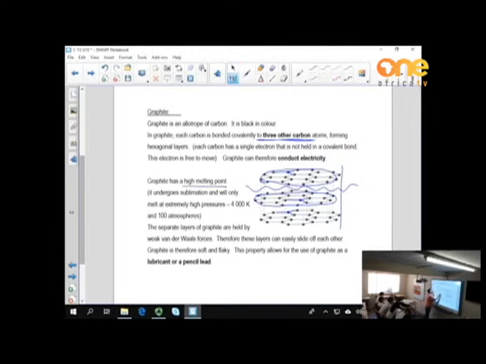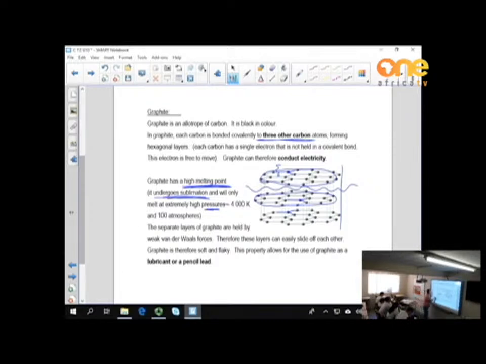Graphite will also have a high melting point because it's difficult to break covalent bonds, if you want separate carbon atoms. So a high melting point. It also tends to undergo sublimation, and it will only melt at very high pressures, just like diamonds. Do you understand? 4,000 Kelvin and 100 atmospheres, 100 times atmospheric pressure.